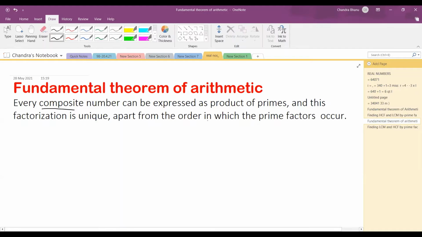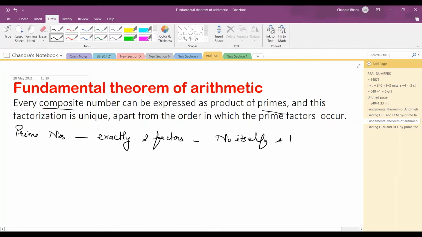Composite numbers, prime numbers. Let's recall what prime numbers are. Prime numbers are those numbers which have exactly two factors. And what are these two factors? They are the number itself and 1. That means they can be divided by themselves only. Let's take some examples: 2, 3, 5, 7, 11. All these numbers can be divided by themselves only. There is no other number which can divide them, so they are prime numbers.